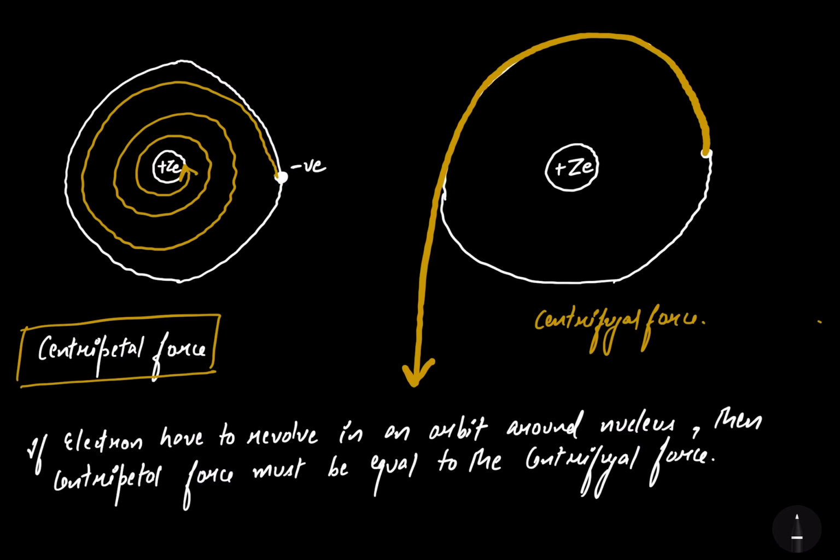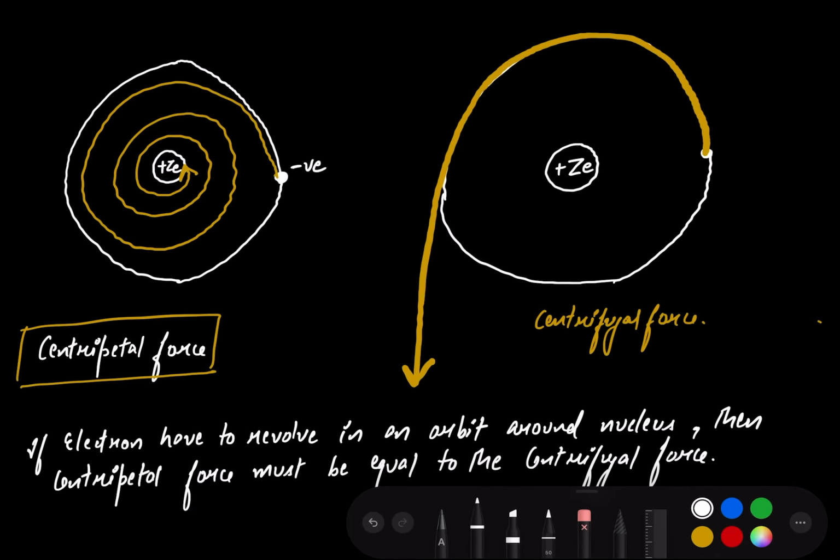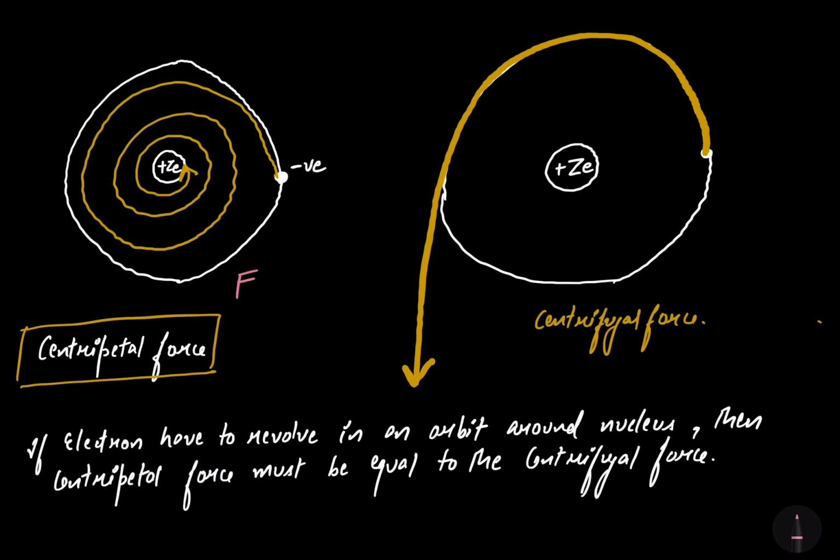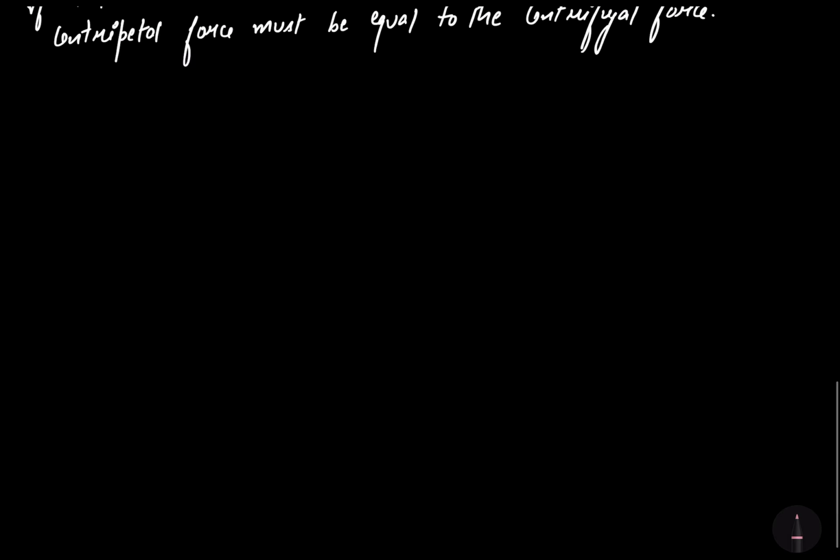So if the electron has to revolve in an orbit, then the centripetal force must be equal to the centrifugal force. Now, as both forces start with C, to avoid confusion, I am taking my centripetal force to be the force of attraction. I am writing F with a small a, and centrifugal force to be F with a small c. So Fc will be my centrifugal force, and Fa, the force of attraction, will be the centripetal force. So now let us discuss the Rutherford model in detail.